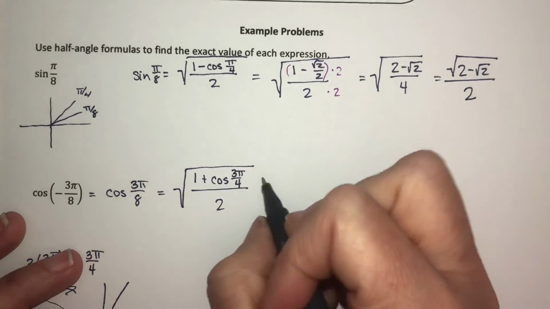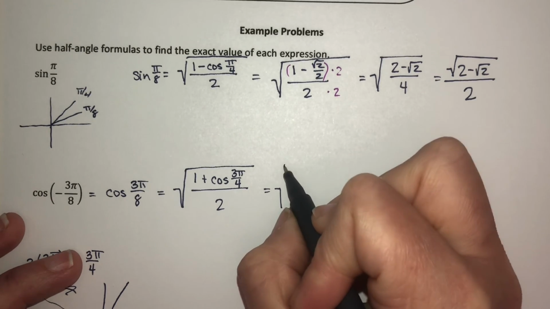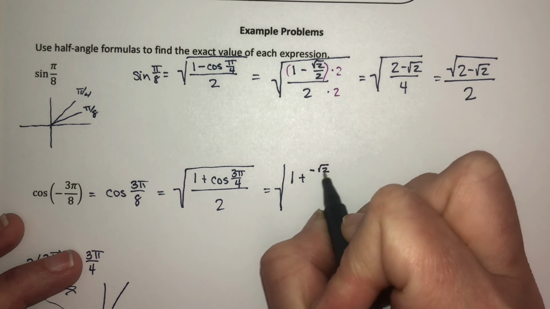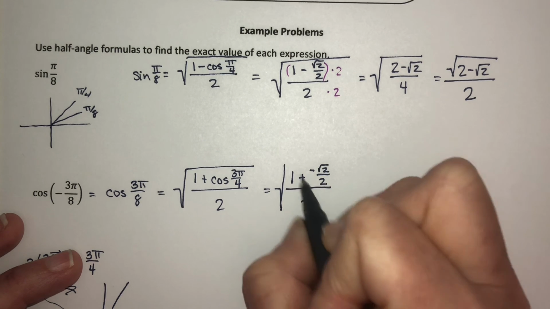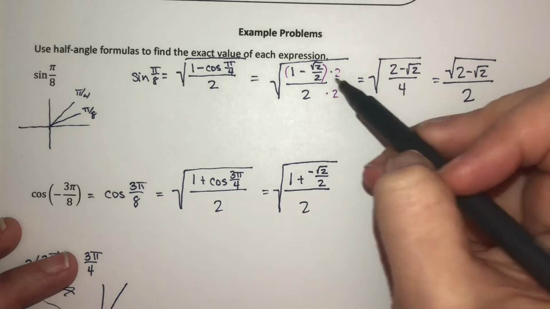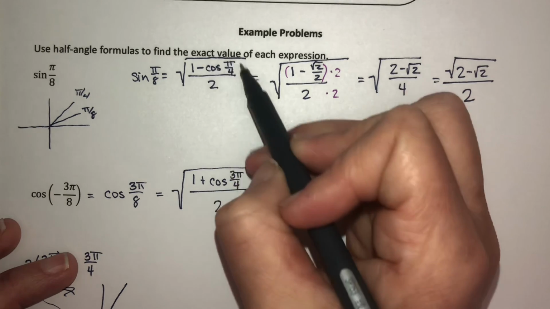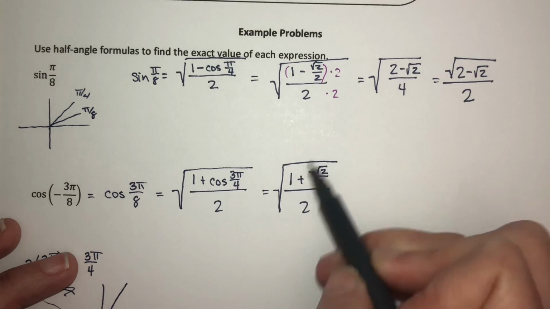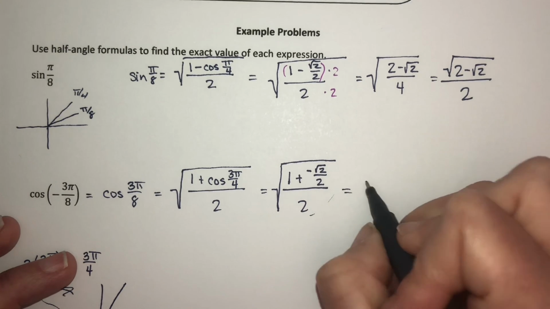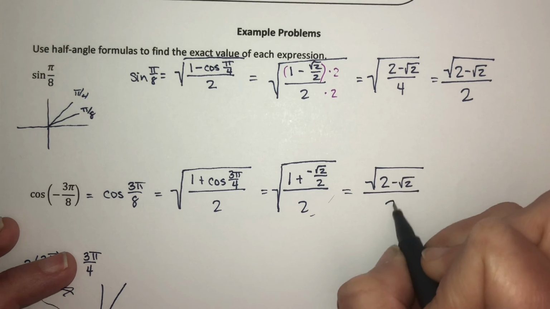Cosine of 3 pi over 4 is negative square root 2 over 2, over 2. And if you notice, we have exactly the same thing as up here. It's just this started off as a minus sign and this was a positive cosine. Here we started off with a plus and we got a negative, but we have the same values. So the arithmetic is going to work exactly the same. And you have the square root of 2 minus the square root of 2, so nested square roots, over 2.